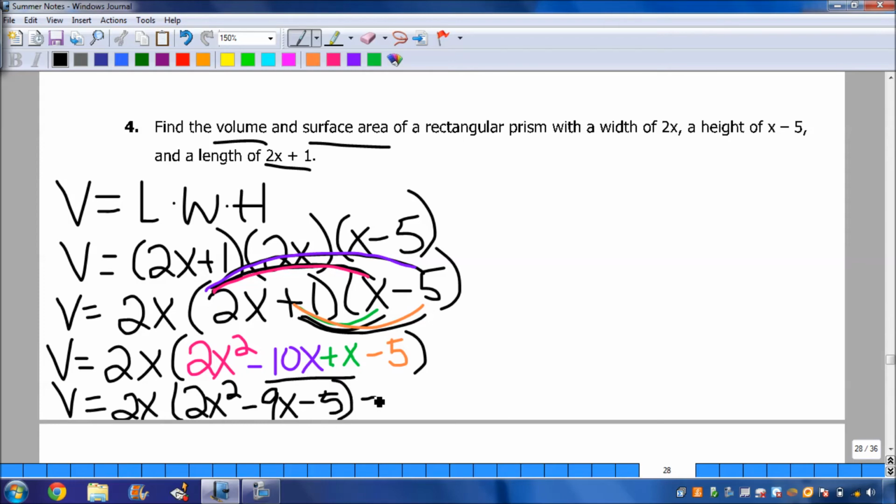Distribute the 2x through, you end up getting 4x cubed minus 18x squared minus 10x. So this is the volume.